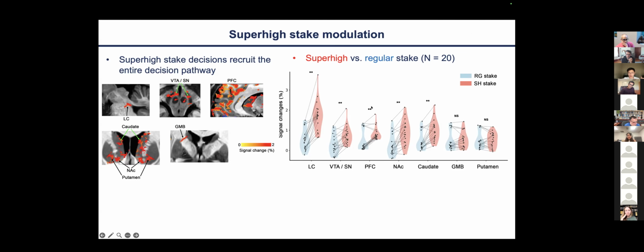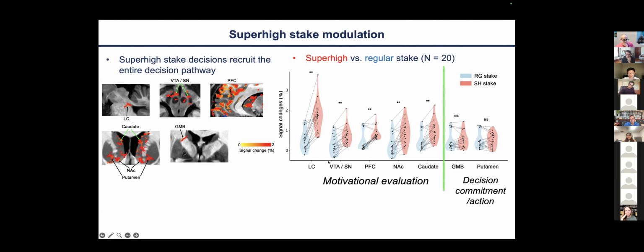And so to understand these results, we can put a line here. On the left of this line, the super high stake significantly increases the signal change compared to the regular stake. But on the right side, there's nothing changing in the gray matter bridge and putamen, which are insensitive to the stake value. So what does that mean?